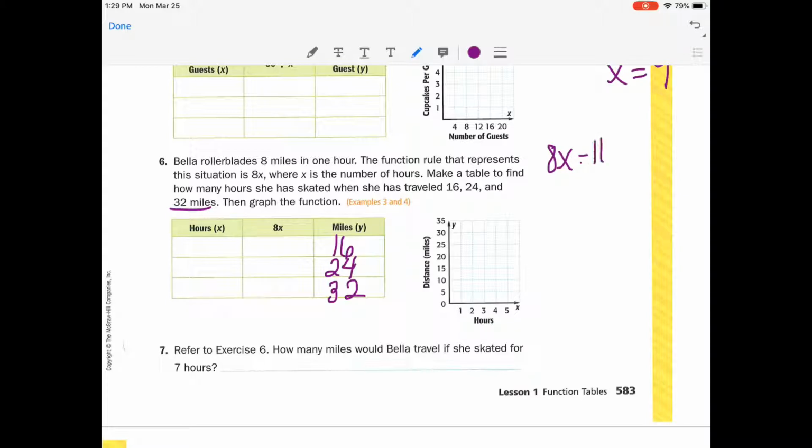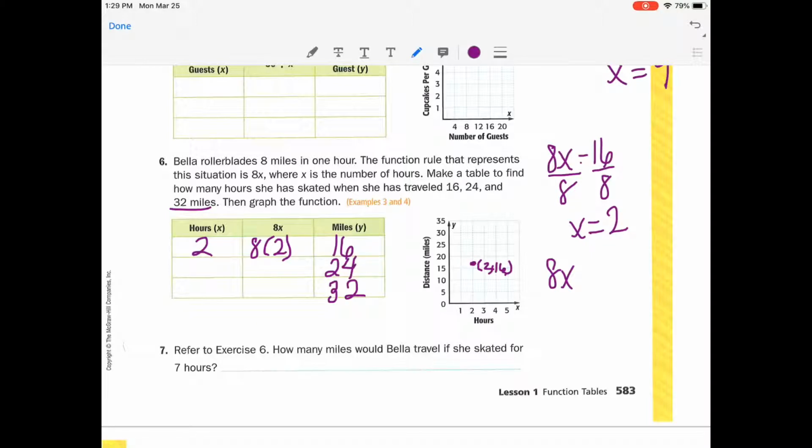So we're going to do 8x equals 16, divided by 8, divided by 8, x equals 2. So in 2 hours, 8 times 2 is 16. I'm going to go ahead and graph that while I'm here. So over 2, up 16. So 2, 16.